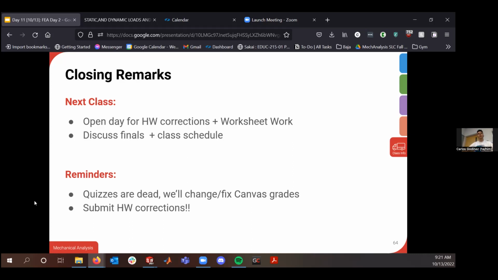Cool. There will be no homework for FEA. Just a heads up, next week we are getting into wear and fatigue, S-N curves, and what else? Fun stuff.